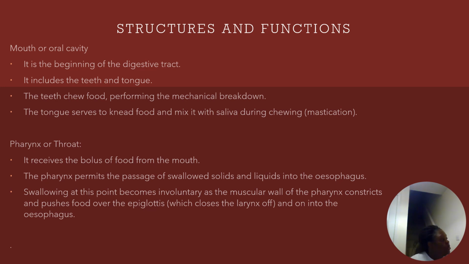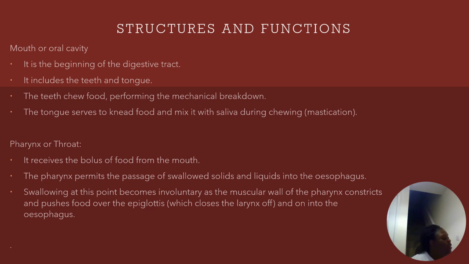Firstly, we have the mouth. The mouth is the beginning of the digestive tract. It includes the teeth and tongue. The teeth chew food, performing the mechanical breakdown. The tongue serves to knead food and mix it with saliva during chewing.